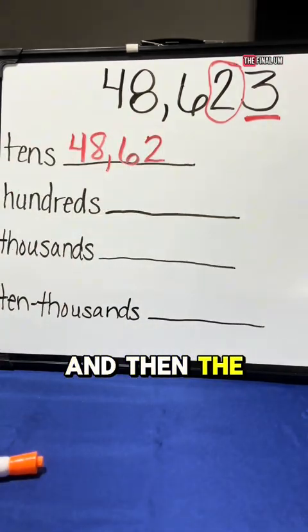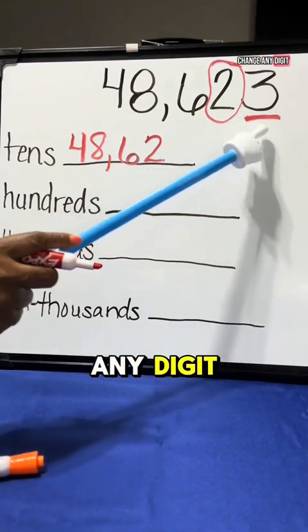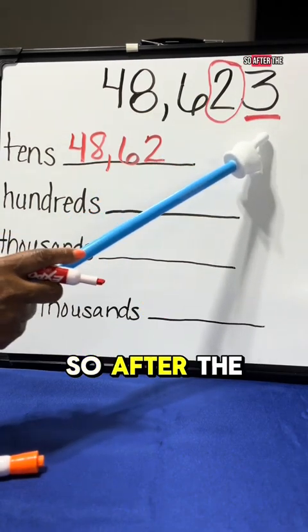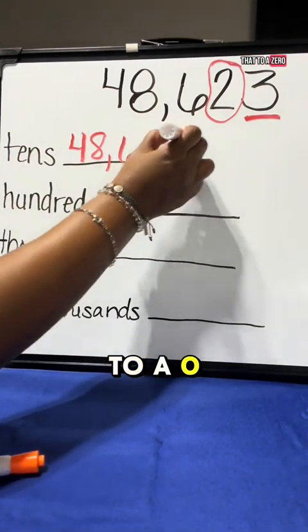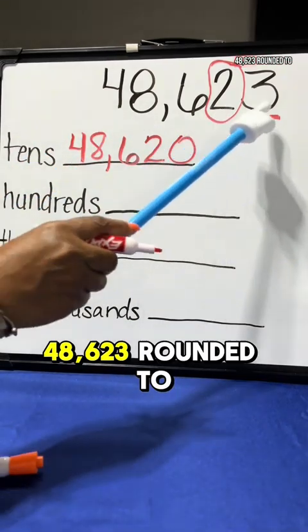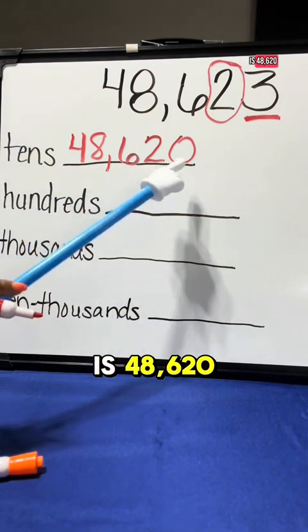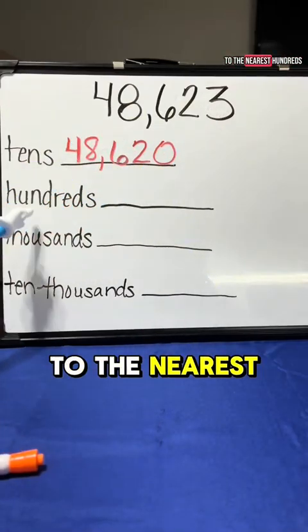All right, and then the final step says to change all digits after the circle digit to 0. So after the circle digit, we have a 3, and I'm going to change that to a 0. So this number, 48,623, rounded to the nearest tens, is 48,620.